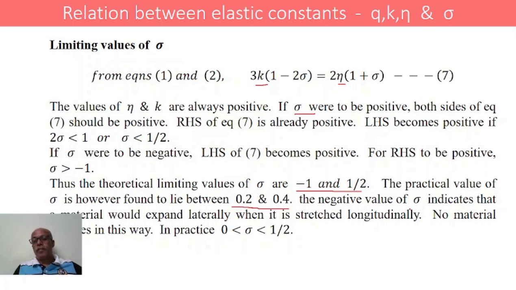The negative value of sigma indicates that the material will expand laterally when it is stretched longitudinally. That is, when the material is expanded in one direction, its dimension will be decreasing in the opposite direction. No material behaves in this way. In practice, sigma will be greater than 0 and less than half. So these are the values of Poisson's ratio.